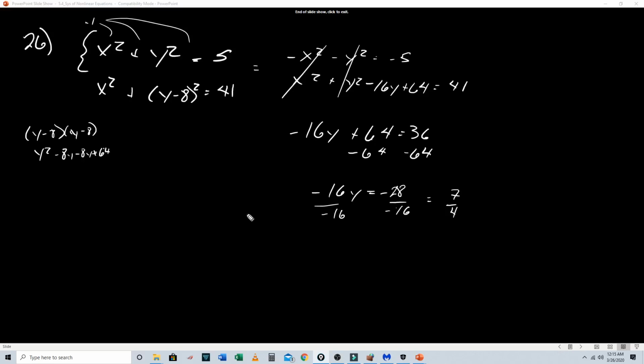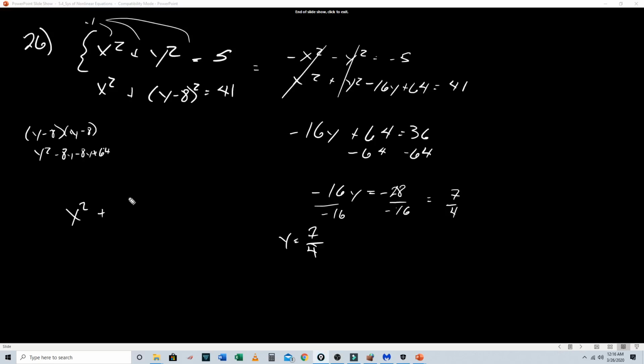I think the one you guys have works out much nicer. Yeah, the one you guys have on number 25 works out much nicer. This one doesn't. I think there's probably some kind of typo here, but hey, we'll finish it. This is y, so y is equal to 7 over 4. I'm going to plug that in. Let's plug in the top one, seems easiest.